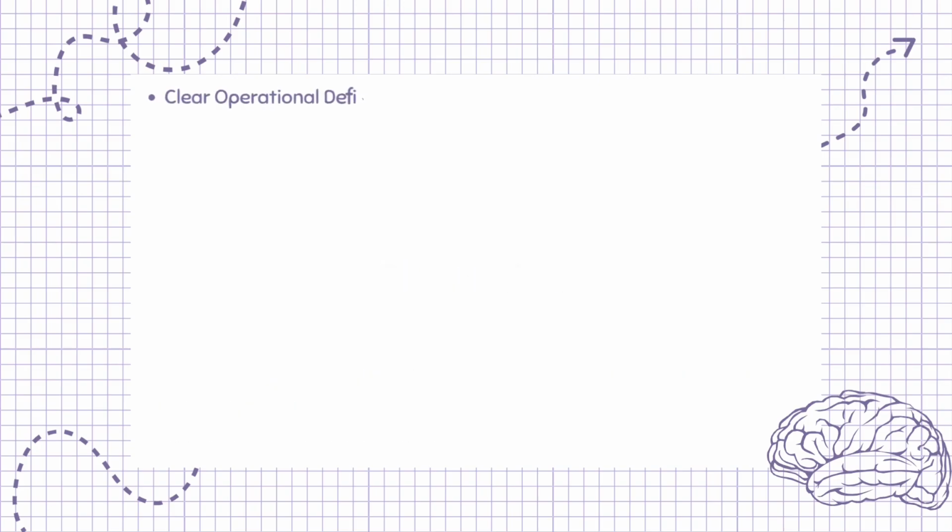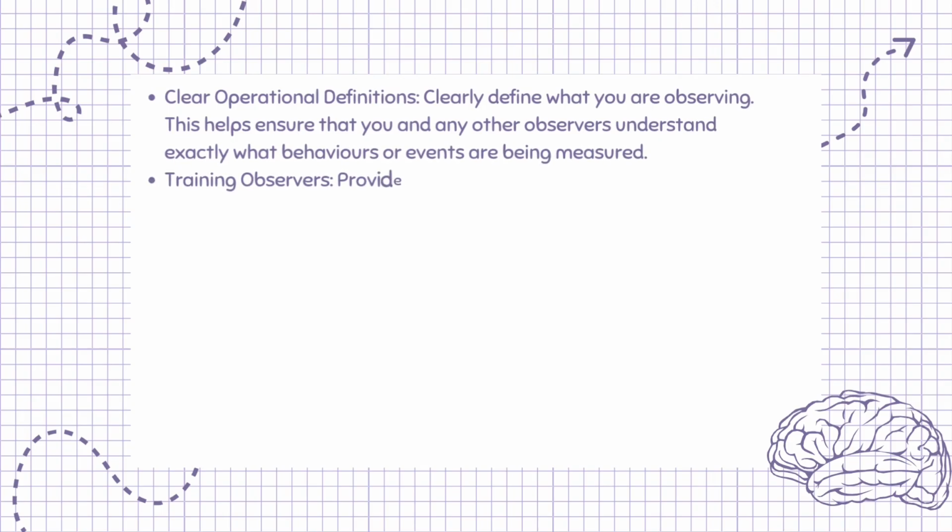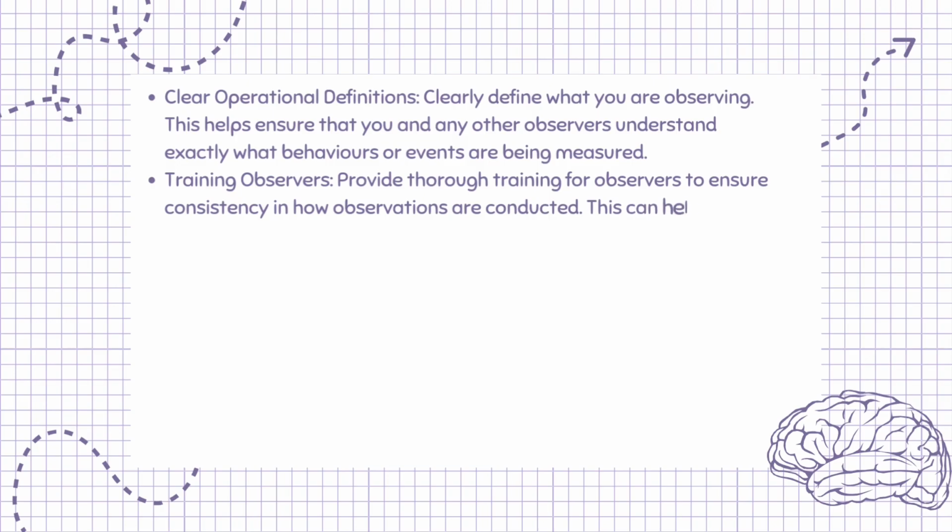Clear operational definitions. Clearly define what you are observing. This helps ensure that you and any other observers understand exactly what behaviors or events are being measured. Training observers. Provide thorough training for observers to ensure consistency in how observations are conducted. This can help reduce individual biases and ensure everyone is on the same page regarding what to look for.